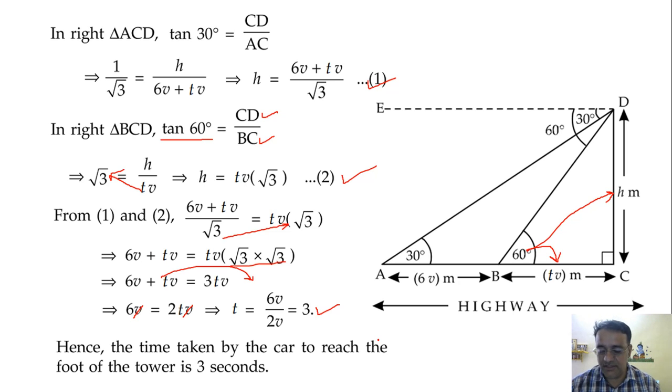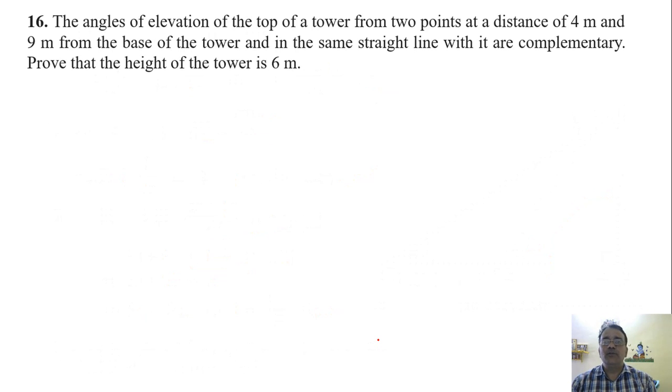Any doubt in this question? No, sir. Okay. Now we'll move toward the last question of that exercise. The angle of elevation of the top of the tower from the two points at a distance of 4 meter and 9 meter from the base of the tower and in the same straight line with it are complementary. Prove that the height of the tower is 6 meter.